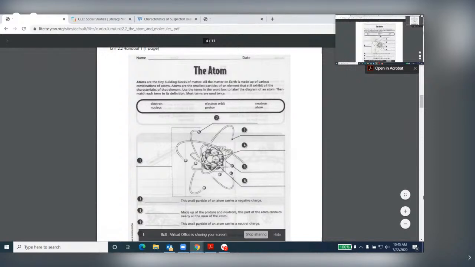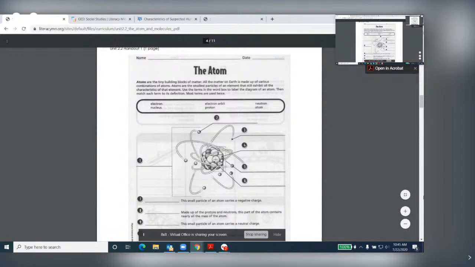In this diagram right here, it's what an atom looks like. It says atoms are the tiny building blocks of matter. All the matter on Earth is made up of various combinations of atoms. Atoms are the smallest particles of an element that still exhibit all the characteristics of this element. It says use terms in the box to label a diagram of an atom, then match each term to its definition. Most terms are used twice.